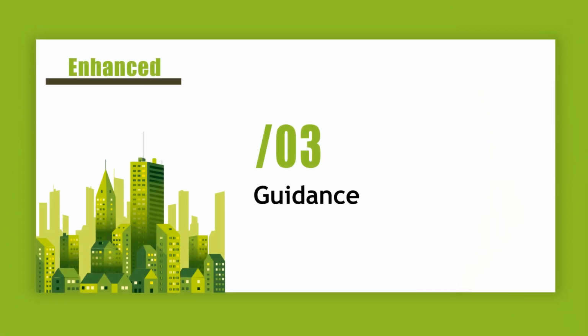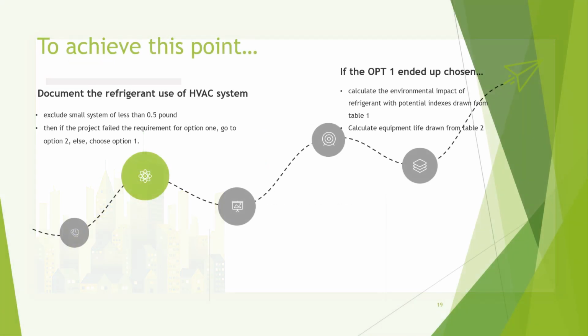And then we will have step-by-step guidance on how to do the enhanced refrigerant management. To achieve this credit, we should follow several steps. The first one is to document the refrigerant use of the HVAC system. We should know that this will exclude small systems of less than 0.5 pounds. And if the project fails the requirements for option 1, go to option 2.